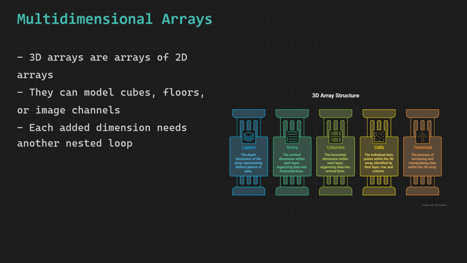To traverse a three-dimensional array, you need 3 nested loops, 1 for each dimension. In practice, arrays beyond 3 dimensions are rare and difficult to visualize or debug. Most real-world problems can be modeled with one-dimensional, two-dimensional, or at most three-dimensional arrays. But knowing the pattern exists helps you understand how Java's array system scales in theory.